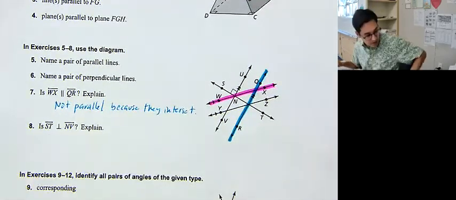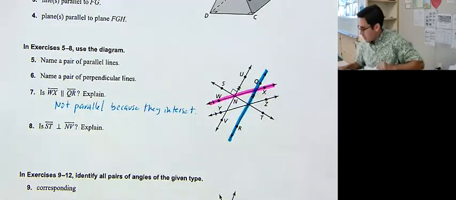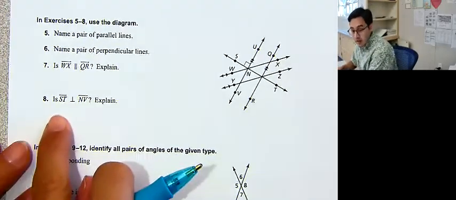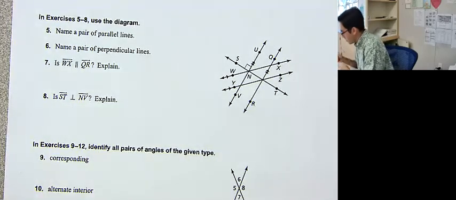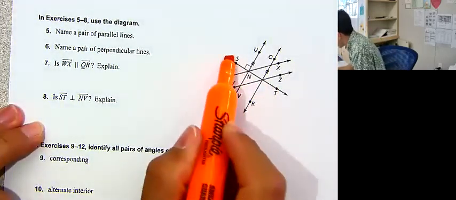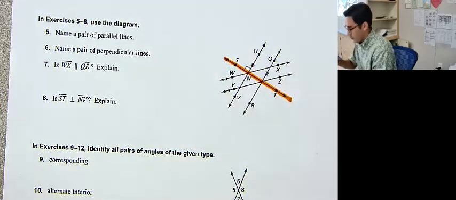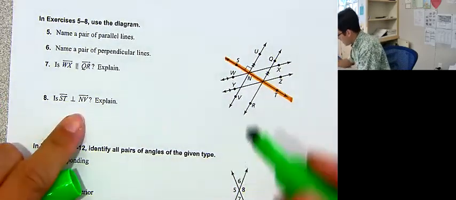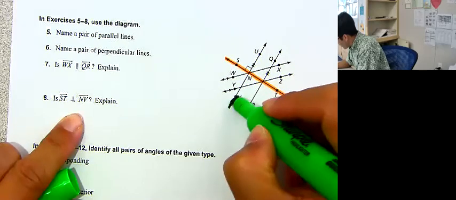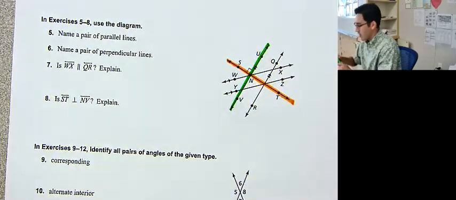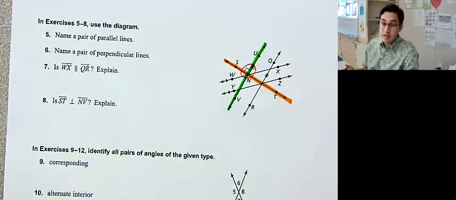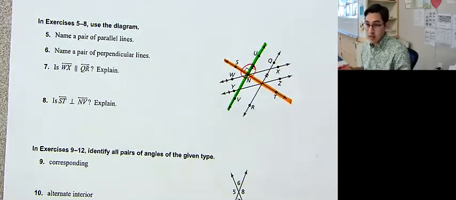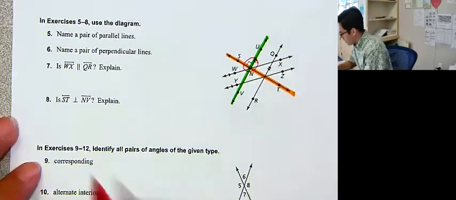Right, and then question 8, let's get a fresh sheet again. Is the line ST perpendicular to NV? ST is that line there. NV, there's N and V, is that line there. And we can see that where those two lines intersect, we see that square symbol. So that tells us, yes, they are perpendicular.